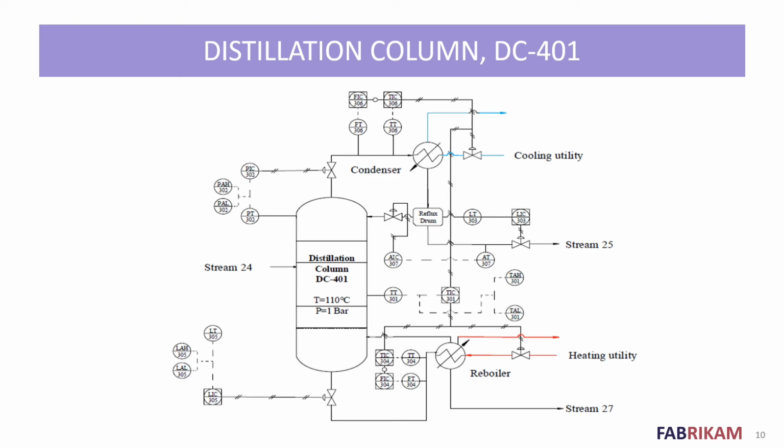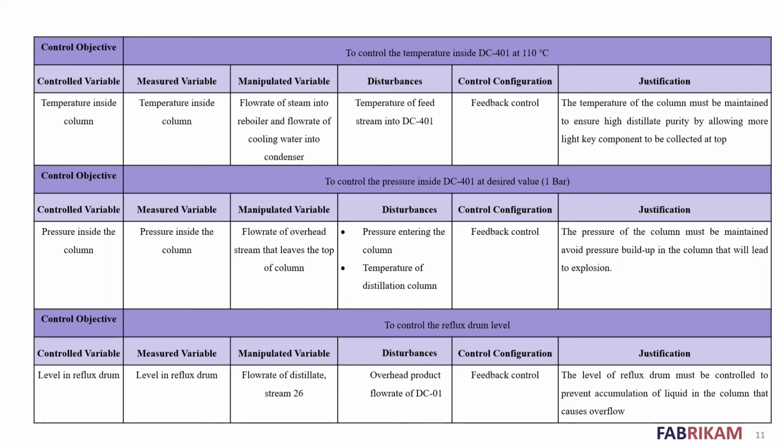There are 7 control configurations for distillation column DC401. Temperature is an important parameter that needs to be controlled in a distillation column. To control the temperature inside DC401, the temperature inside the column was measured and the flow rate of steam into the reboiler or the flow rate of cooling water into the condenser was manipulated. The control configuration is feedback control. To control the pressure inside DC401, the flow rate of overhead stream that leaves the top of the column was manipulated. The control configuration is feedback control.